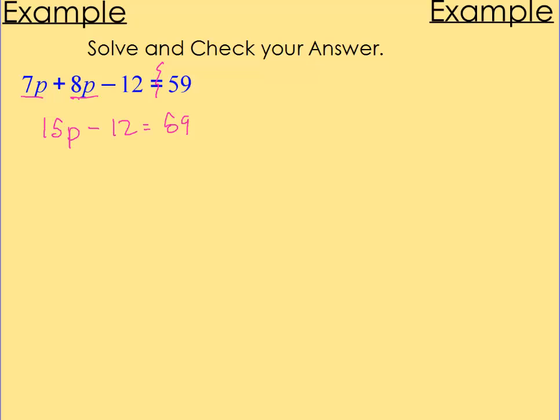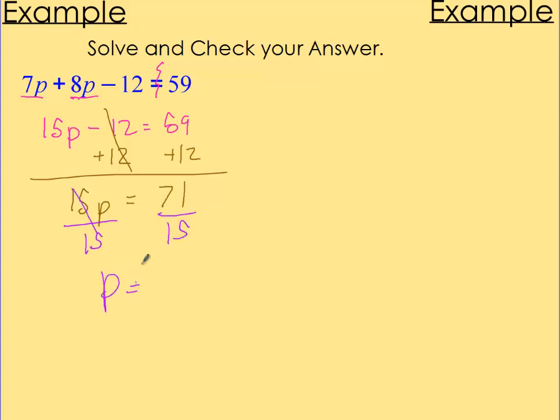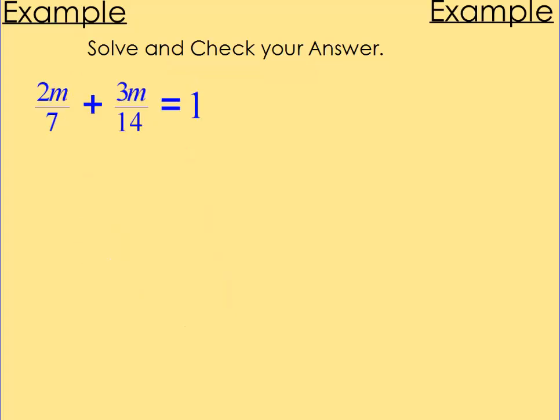My next step, isolate this p. I'm going to add or subtract. I will add 12 to both sides. So these 12s cancel. I get 15p equals 71. And then I want to isolate that p, so I will divide by 15 on both sides. And these 15s cancel. I get p equals 71 15ths. I can just leave it like that. I don't think that reduces. Last one. Pause the video.